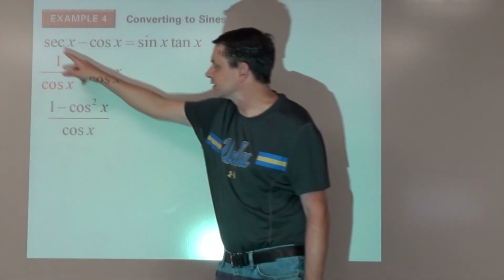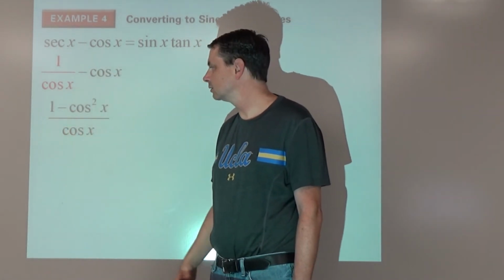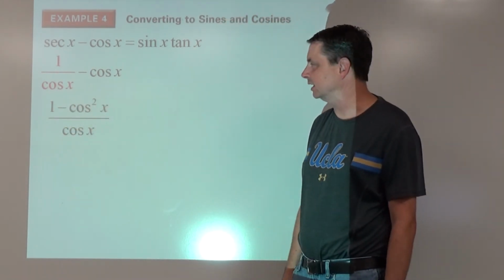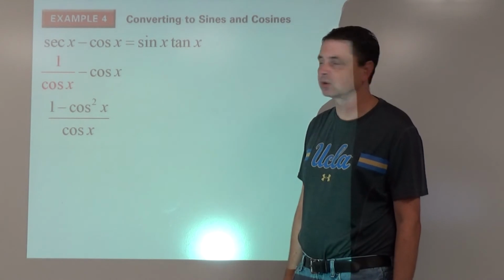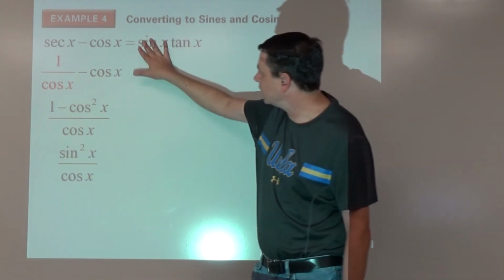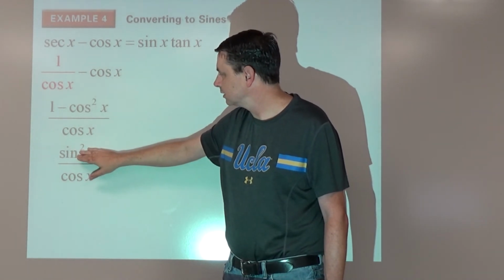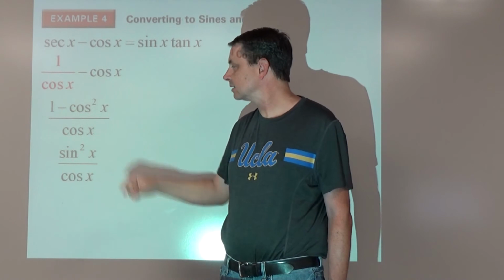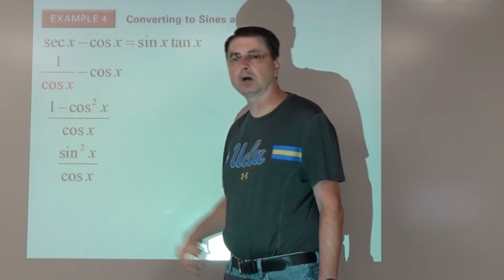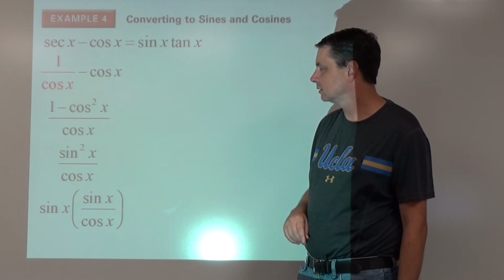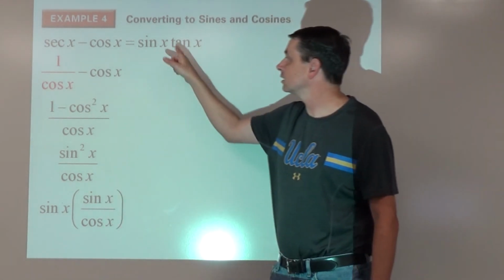And then we're allowed to subtract them with a common denominator. And now we get a Pythagorean identity. So that's going to be sine squared x. And we've got one of the sine of x's that we need. And the other is, if we separate this, it's sine x times sine x over cosine x. And then this is just tangent, and we're good.